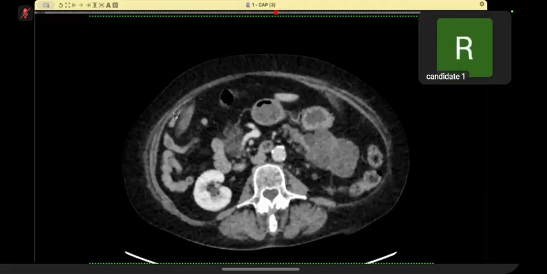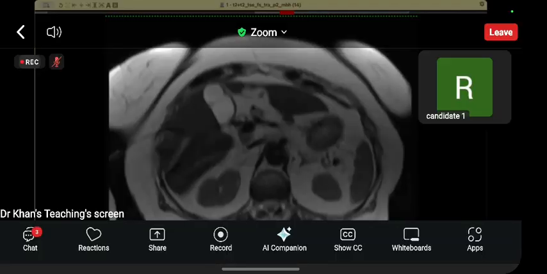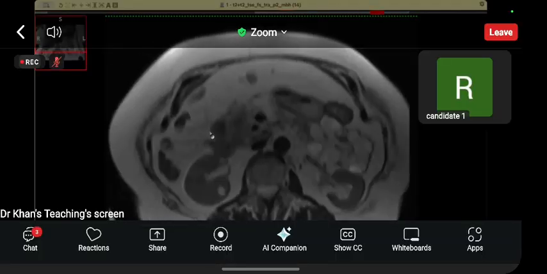So firstly, I think the MR characteristics should be established and MRCP should be done to see its relationship with the pancreatic duct. And a pancreatic protocol should be done to rule out any vascular component in this case.